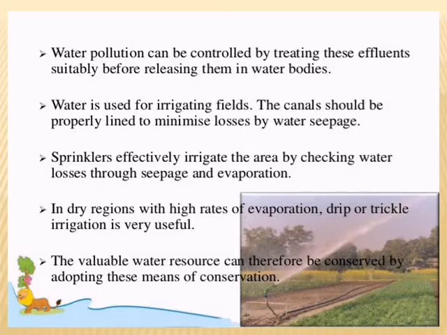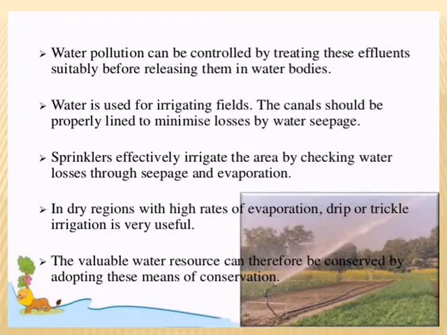Water pollution can be controlled by treating industrial effluents suitably before releasing them in water bodies. Forests and other vegetation cover slow the surface runoff and replenish underground water. Therefore, water harvesting is another method to save surface runoff.